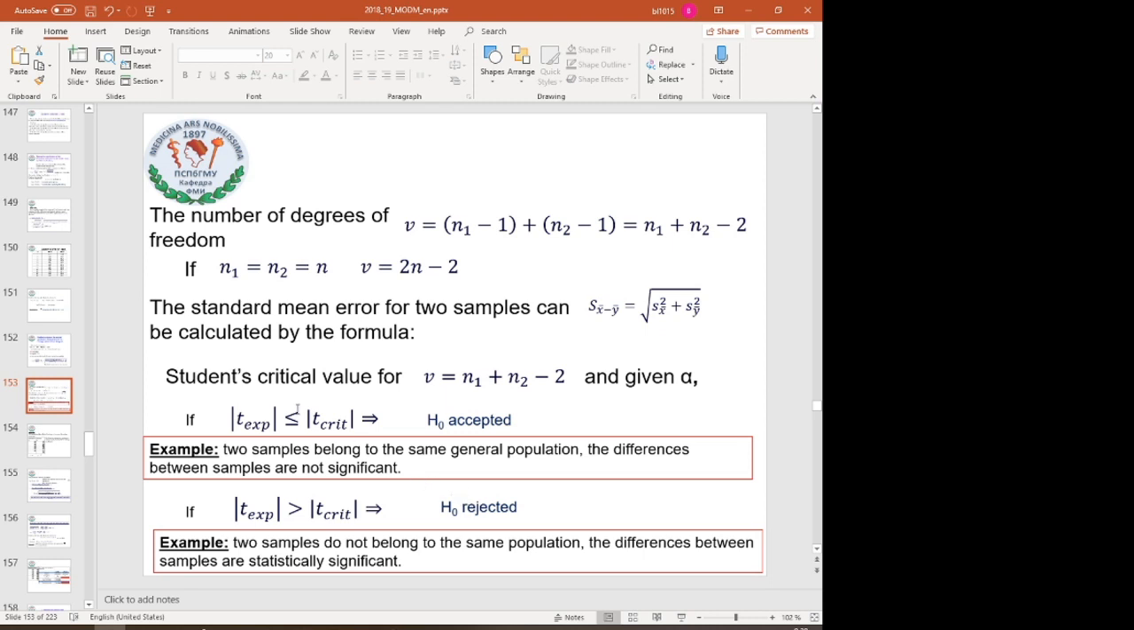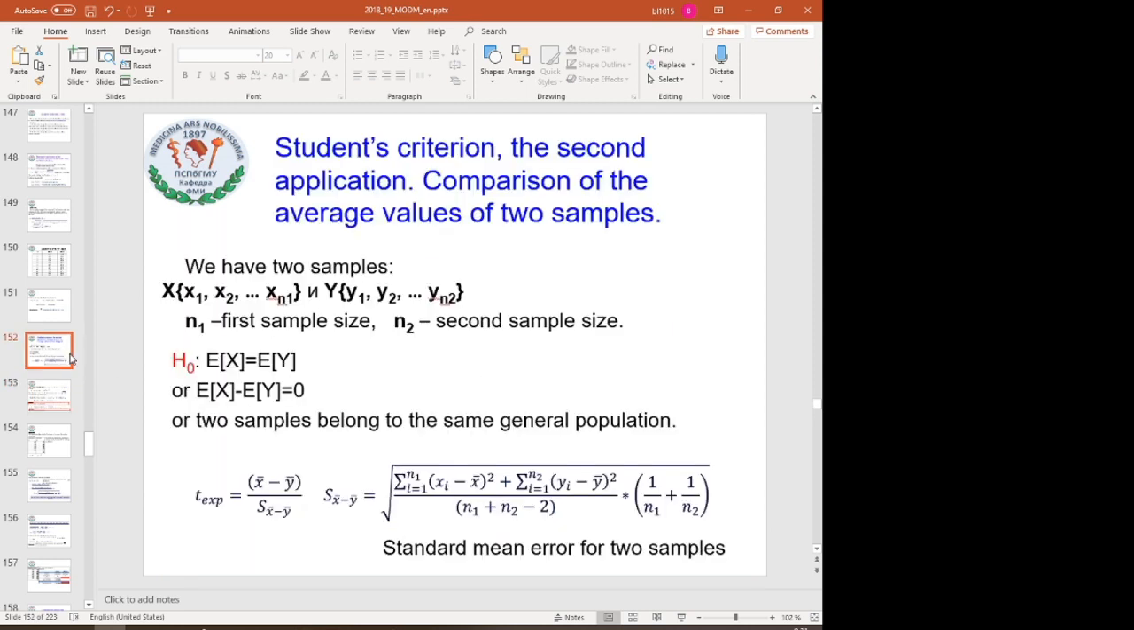And if the difference is not very high, and we didn't have the value of experimental t-test greater than critical t-test, then we conclude that we didn't find any difference between samples, and the null hypothesis of same expectations is accepted.